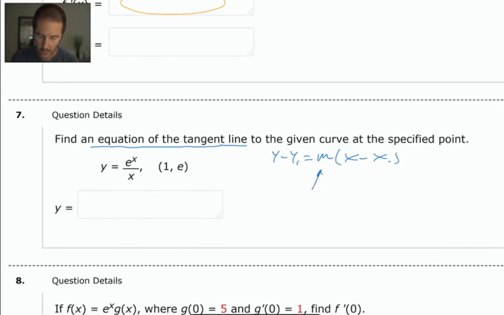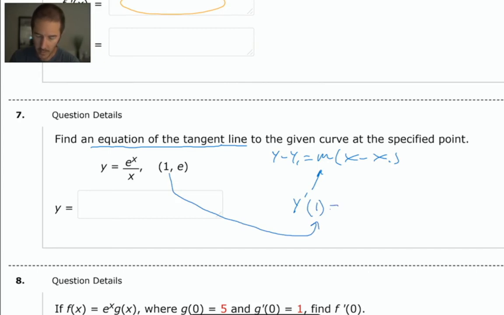How am I going to figure out the slope? You're going to take the derivative of the given equation. In this case, that'll be y prime. And you're going to plug in an x value. In this case, an x value of 1, because we're concerned about the slope of the tangent line at the point where x equals 1. So figure out y prime, then plug in a 1.